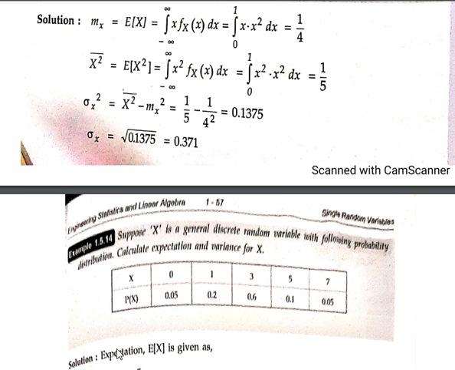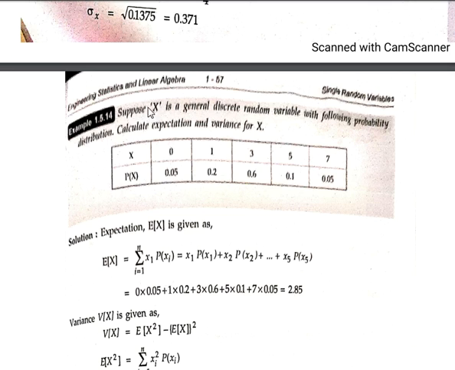Let's try these problems. Suppose x is a general discrete random variable with the following probability distribution, then calculate the expectation and variance of this. For these, we know E of x is equal to, how to find it? From the previous knowledge, as we have learned, the formula is the summation from i equal to 1 to n of xi into P of xi, where n is whatever is the highest. So when we substitute, we get these values.